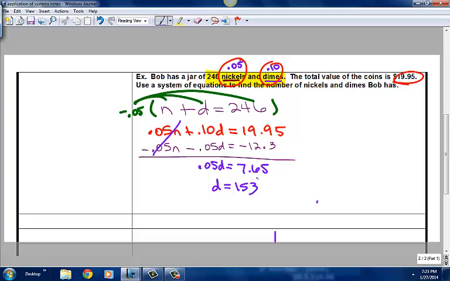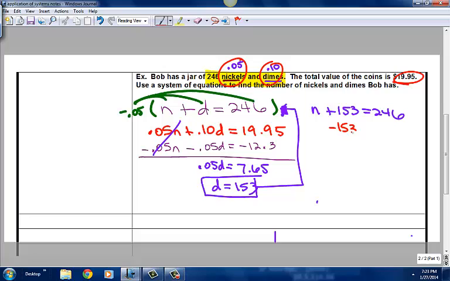Now that I know the number of dimes, let's go back and plug it in, figure out how many nickels I'm going to have. Wow, that was kind of messy. I'm pointing to that purple equation inside. N plus 153 is 246. To solve for N, I just got to move that 153 over. It looks like I'll be left with 93 nickels.